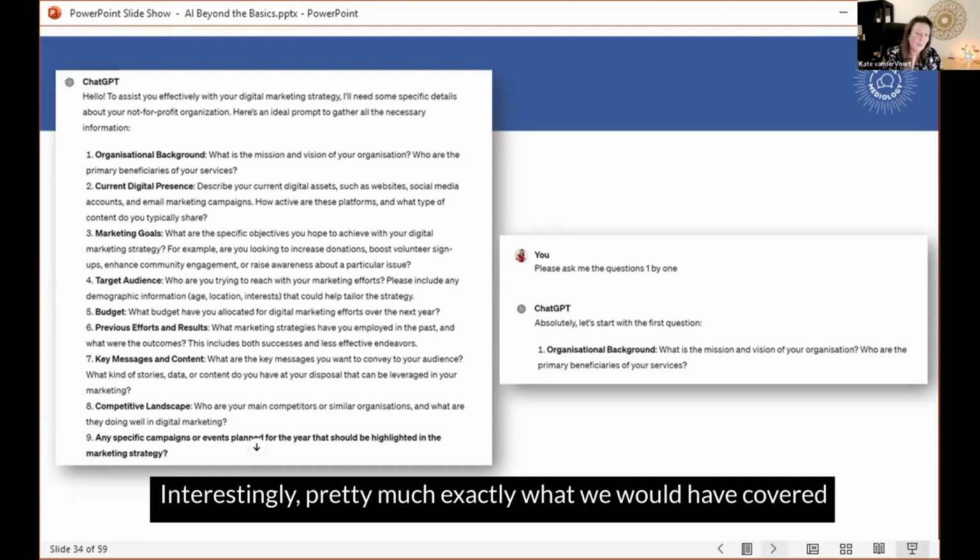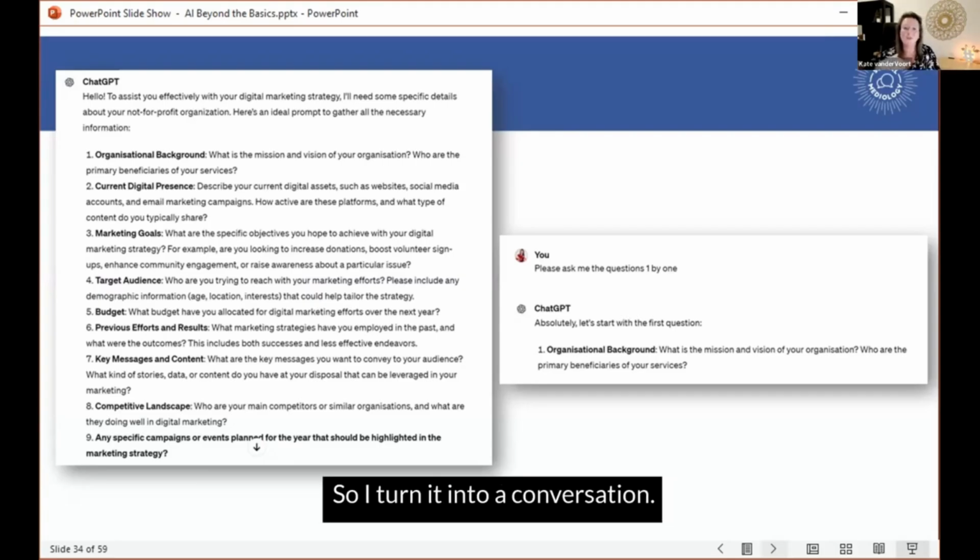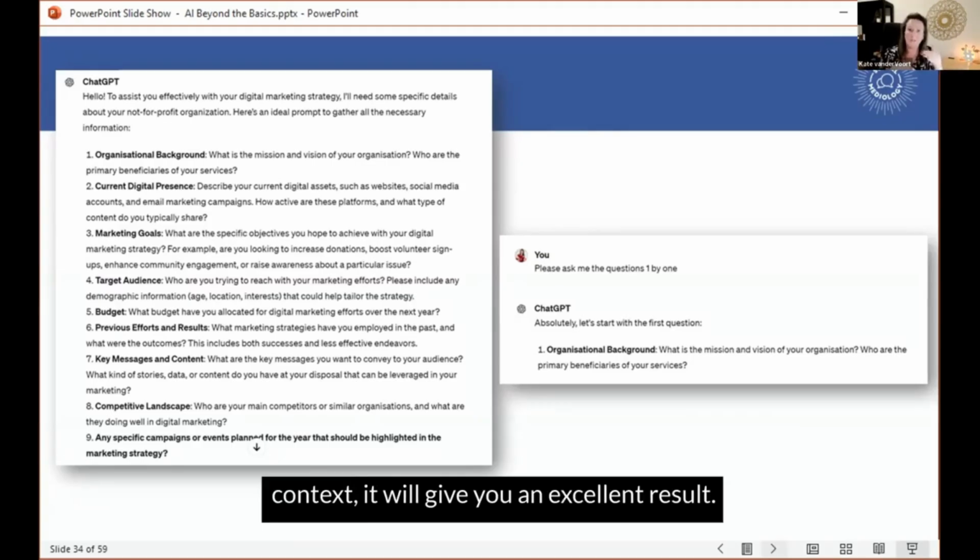Interestingly, pretty much exactly what we would have covered in a discovery session with a client around developing a digital marketing strategy. And so then I say, please ask me the questions one by one. So I turn it into a conversation. I don't sit there and go, oh my goodness, I've got to do all of this. I'm like, sure, ask me the questions one by one. And if you give it 5 words as an answer, that will give you a good result. If you give it a bit more context, it will give you an excellent result.